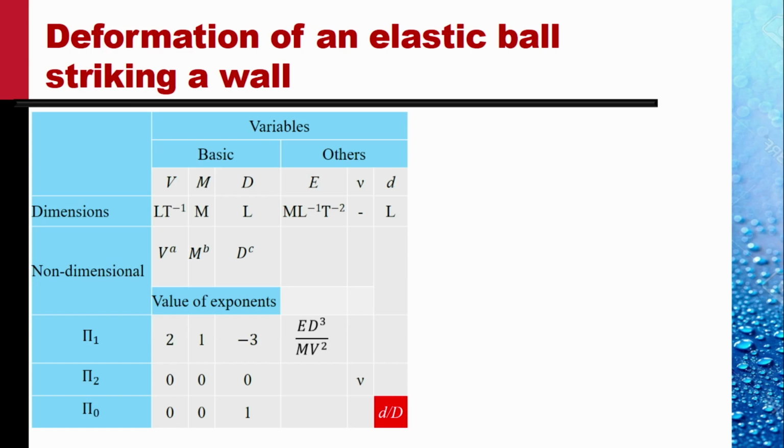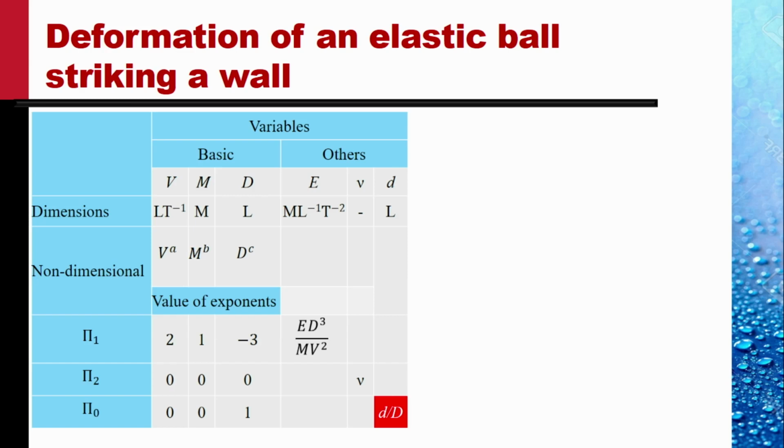We organize our analysis in this table. The basic group we write as v, m, and D, the velocity, mass, and the diameter capital D of the ball. Velocity has dimension L T minus 1, mass is obviously M, and diameter is L. The other quantities, E and nu, are the independent parameters. E has a dimension of M L minus 1 T minus 2. Nu, Poisson ratio, is dimensionless, and lowercase d is the dependent parameter. The diameter of the imprint left on the wall is length L.